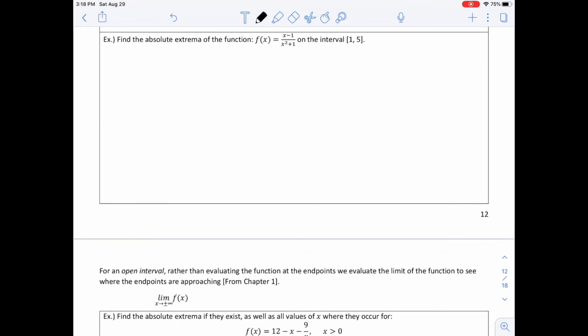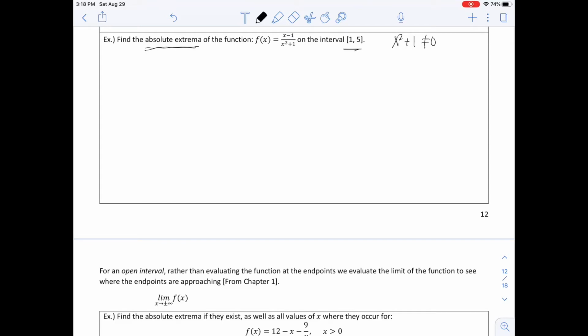And then the next example that we have says find the absolute extrema of the function f of x equals x minus 1 over x squared plus 1 on the interval from 1 to 5. So a few things to note here. This function that we have is continuous everywhere because x squared plus 1 is never equal to 0. So this is going to be a continuous function from 1 to 5 or over the whole domain. And for this, it also has a closed interval.